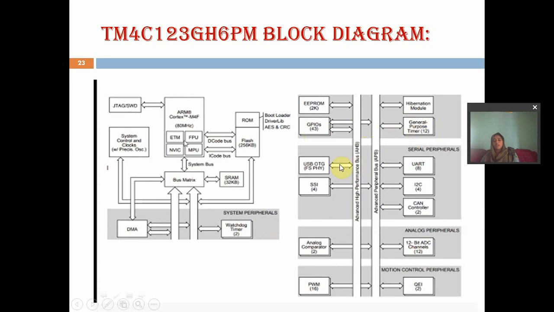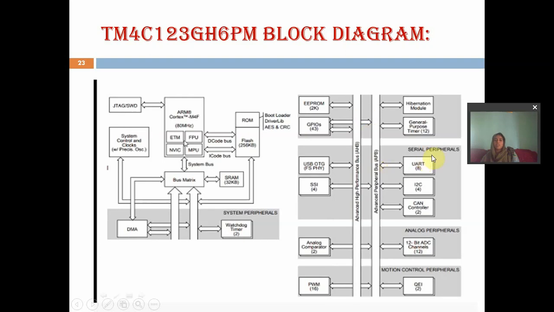There is a lot of difference between a watchdog timer and a general purpose timer. Watchdog timers continuously watch the software program, and general purpose timers are meant for different blocks. So these are the 6 blocks in system peripherals.